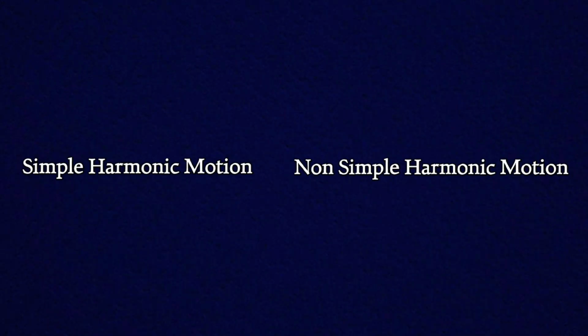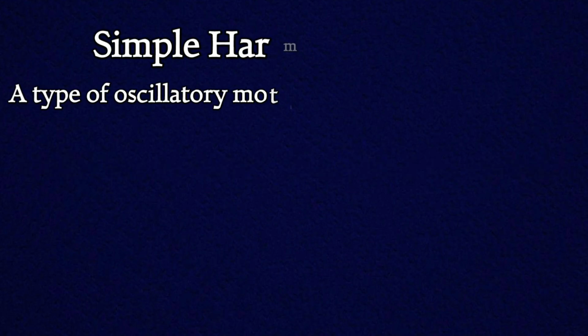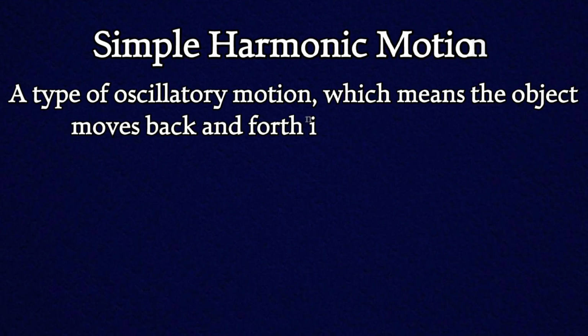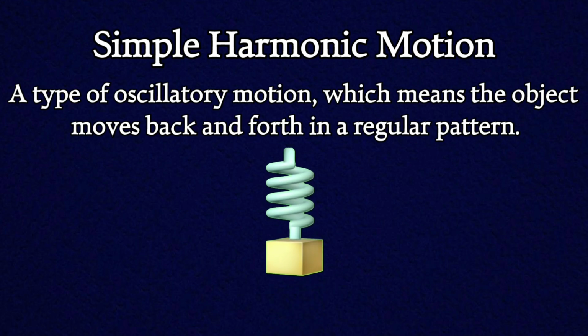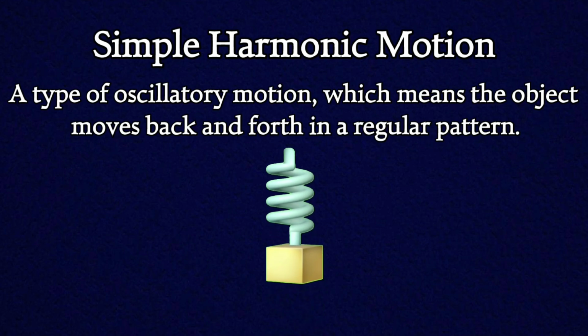Finally, let's look at simple harmonic motion and non-simple harmonic motion. Simple harmonic motion is a type of oscillatory motion, which means the object moves back and forth in a regular pattern. The force pulling it back is directly related to how far it has moved from its starting position. A common example is a spring with a weight attached, where the weight moves smoothly back and forth.